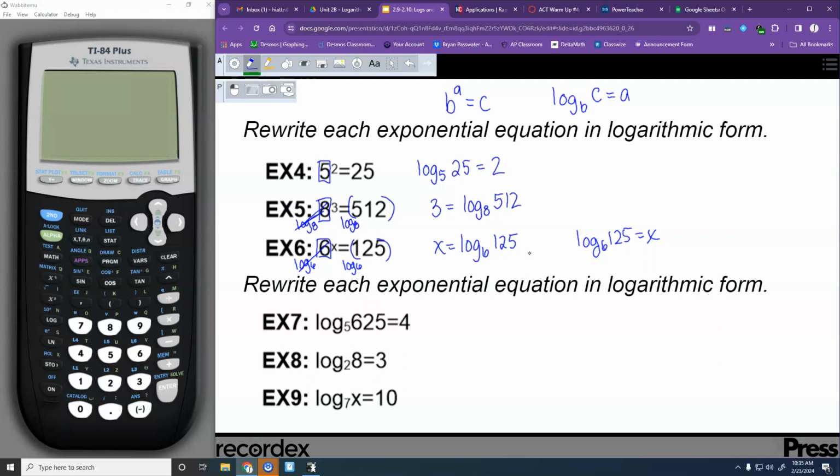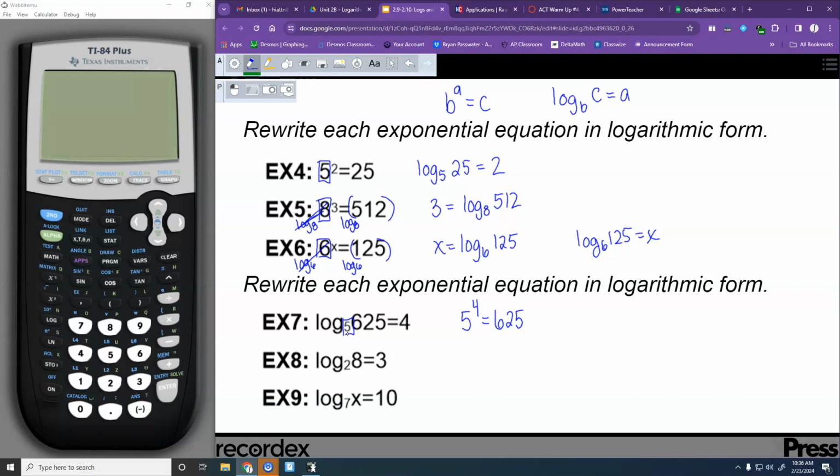Okay, so if we are rewriting 7, 8, and 9 here, the base of this log is 5. If you're just using the formula, the base has to become the base of the exponent. What would the exponent be? It'll be 4, and then it will equal 625. Right? So perfectly legitimate way of thinking about this.